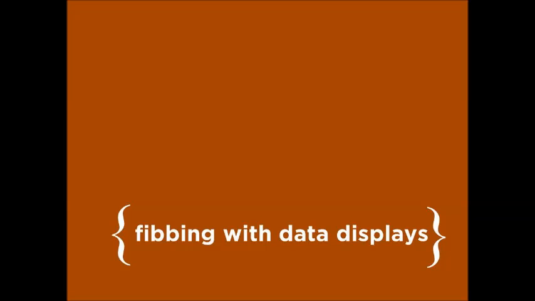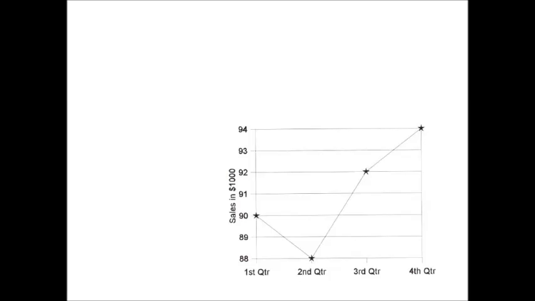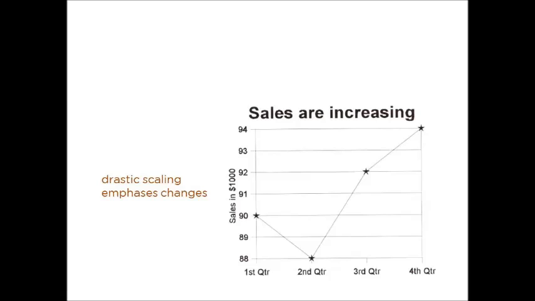Things get suspect in the next few examples. Let's look at this first one. It certainly looks here as if sales are stable. However, this is drastic scaling. The scale runs from 0 to 100 even though all the numbers are between 80 and 100. This example tells a much different story, in part, again, because the scale is skewed, this time showing us only 88 to 94. As a document designer using a tool like Word or Excel, you have complete control over the scale you use for your data displays. So be aware of how scale can change the story a graph is telling.